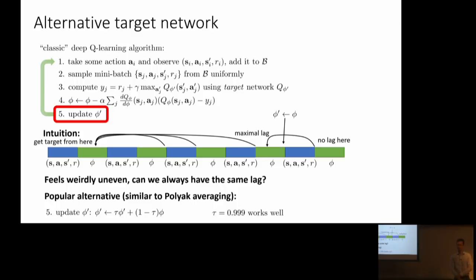Yes, question back there. Do people always draw from the batch uniformly? Could they skew towards more recent?